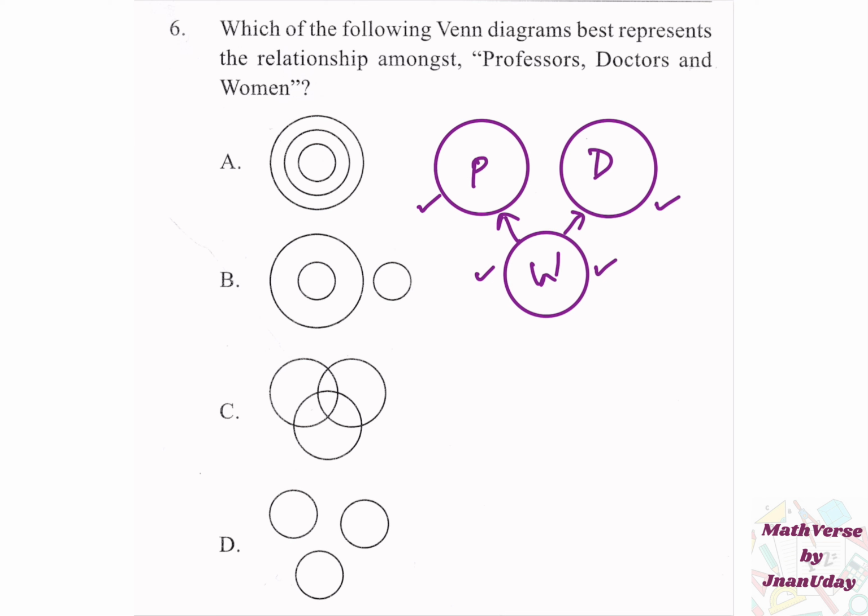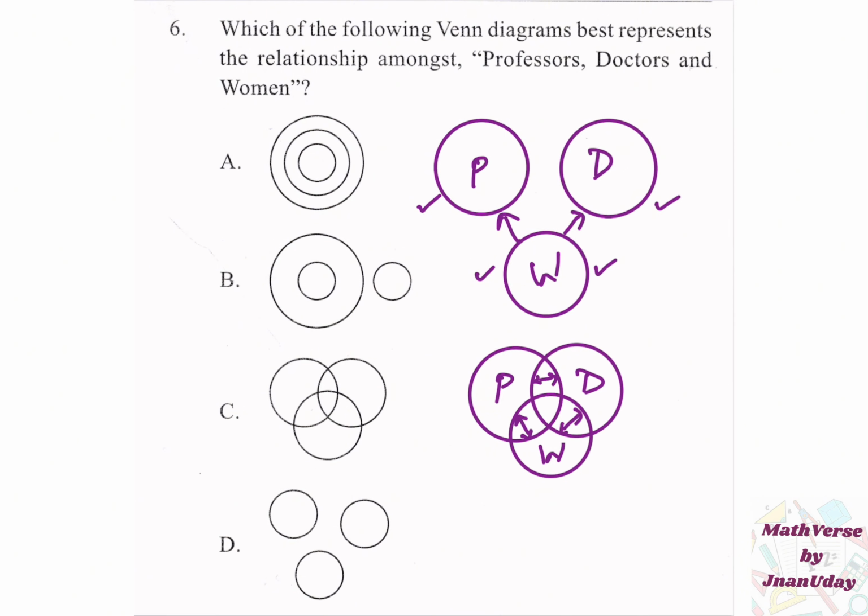So if we want to show these possibilities with the help of Venn diagram, then how can we draw, right? That is, they can be professors and doctors, right? Women can only be professors, women can only be doctors, women can be professor and doctor as well. So correct option is C, option C.